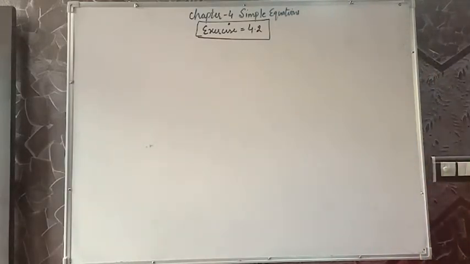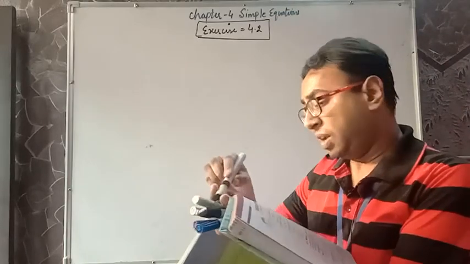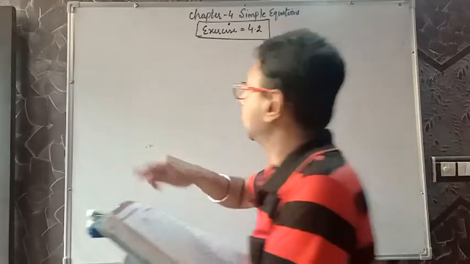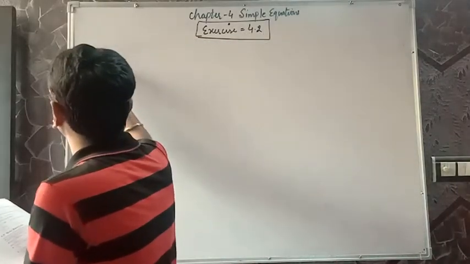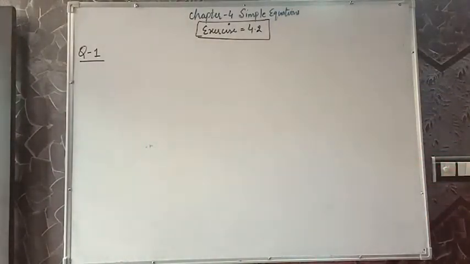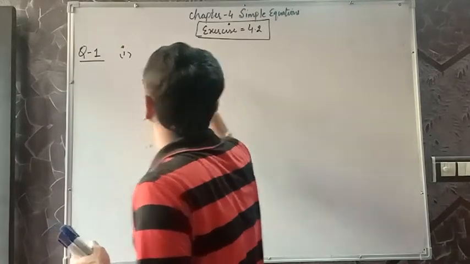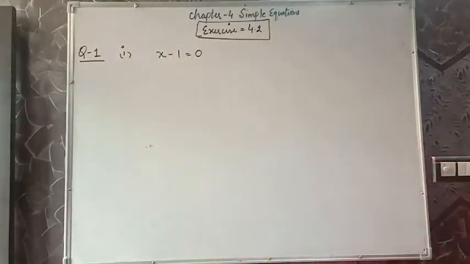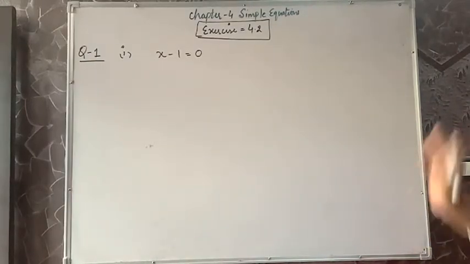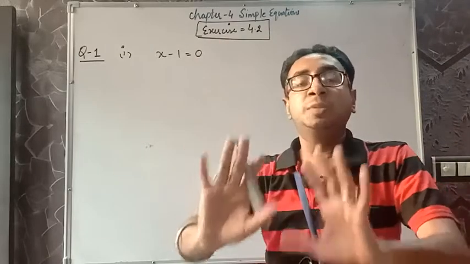Let's see the first question of the exercise. Give the first step you will use to separate the variable and then solve the equation. For this question we will not use transposition, we will do it in one method only, just for the understanding. First part, x minus 1 is equal to 0. What we have to do? We have to separate the variable and then solve the equation. Separating the variable means all the variable-containing terms should be on one side.